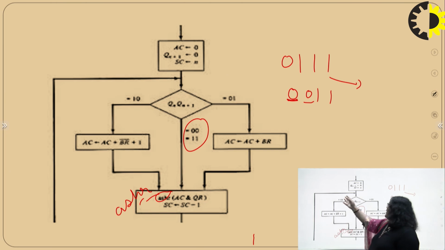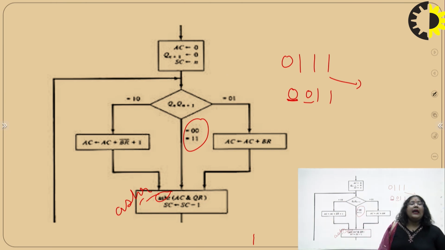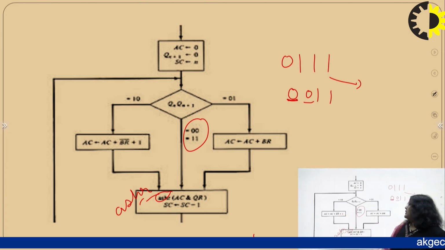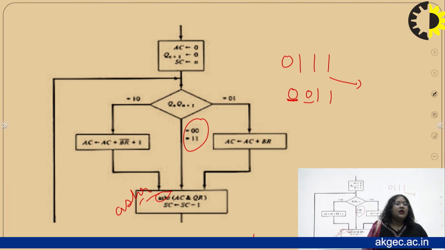But if it is 1 0, then we have to do AC plus BR complement plus 1. Actually, it is AC minus BR, and the other case is AC plus BR. This is the addition, this is the subtraction. So we have to take an example for that.